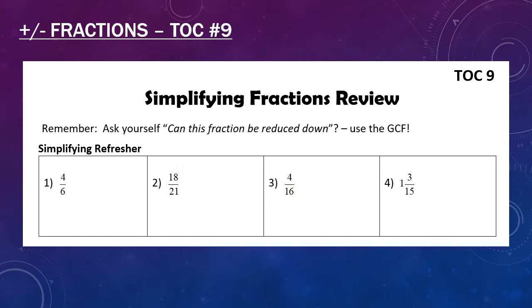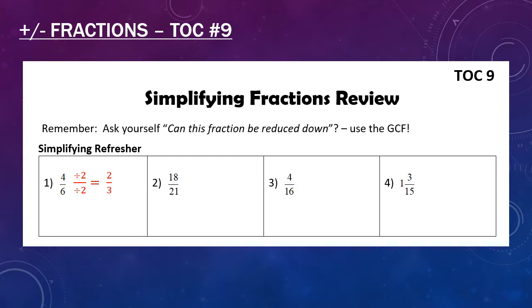If you don't know what the greatest common factor is, you can list out the factors and find the greatest one they have in common, or try those common ones like 2, 4, 5, 10, and see if you can divide by those. And 3, sorry, forgot 3. For 4/6, they're both even. I would divide them both by 2, and I end up with 2/3.